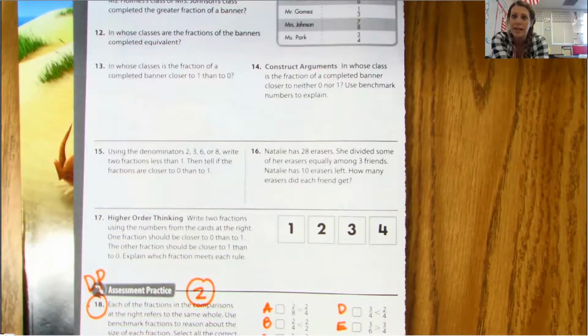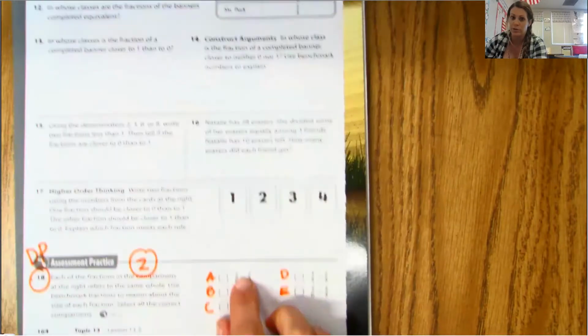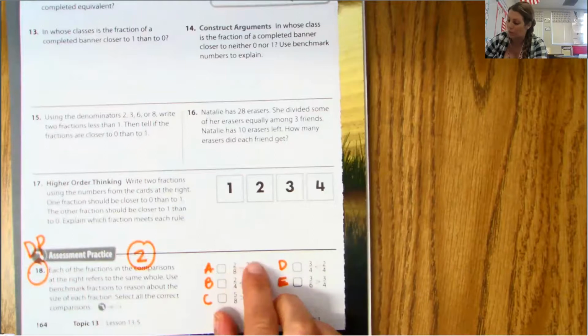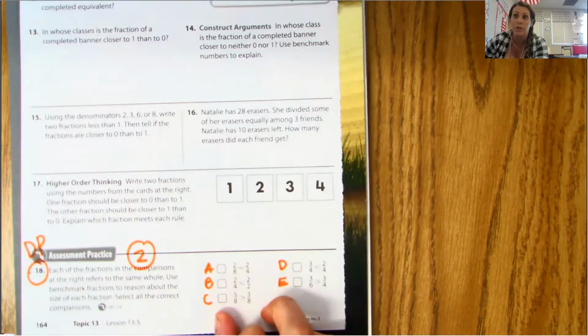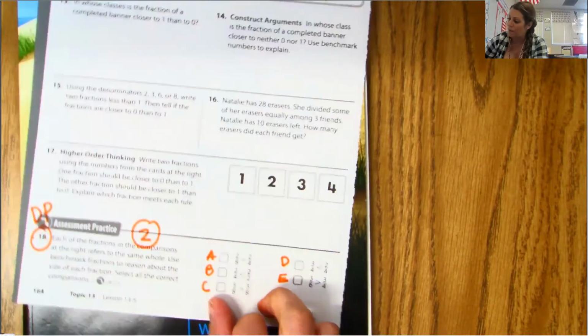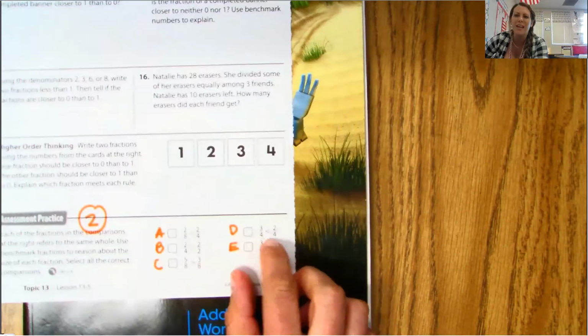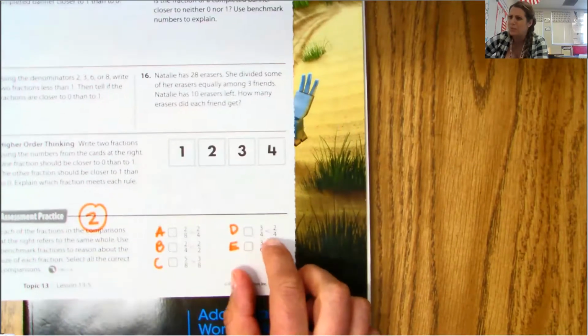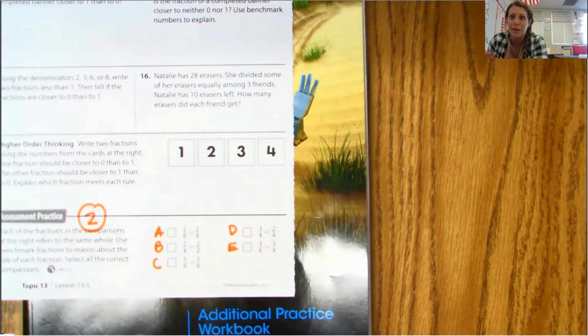Remember our tricks. If the numerators are the same, we think opposite when we look down at the denominator. The smaller denominators, the greater fraction, right? And when the denominators are the same, we love those. Those are easy. Then we just look at the numerator and we pick the greater numerator has the greater fraction, okay? All right.